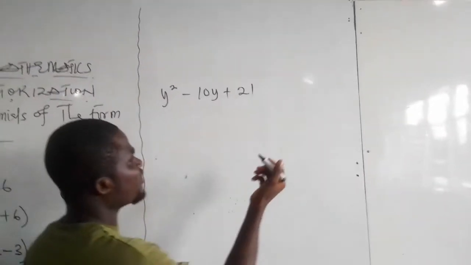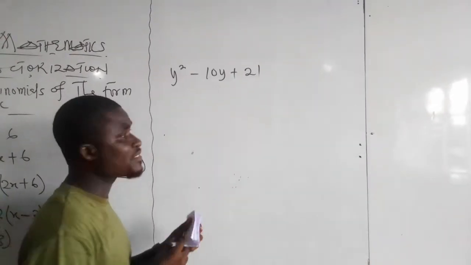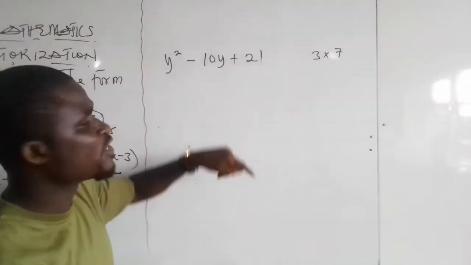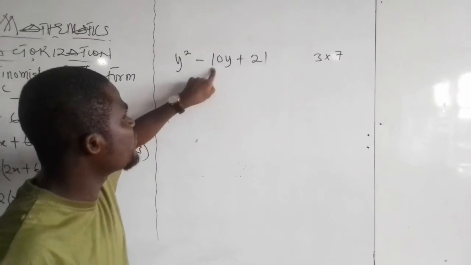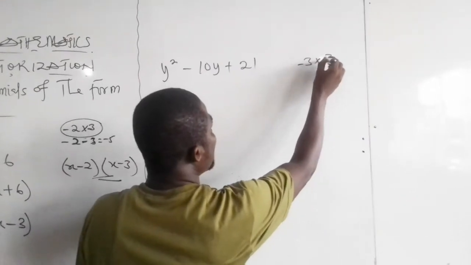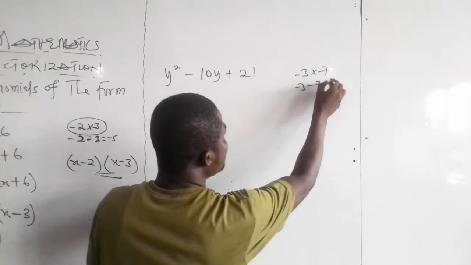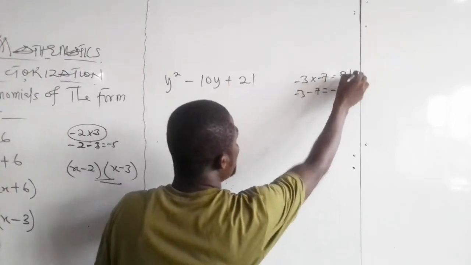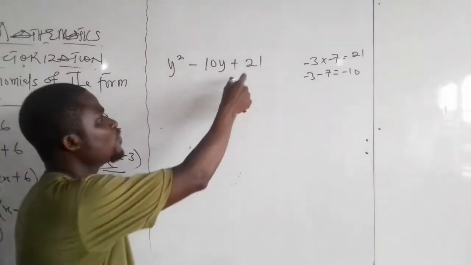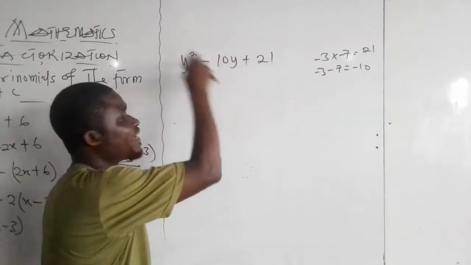So, ask yourself, what two numbers will give you 21 when you multiply them? So we have 3 times 7 will give me 21. But when you add them, it should give you negative 10. It means I have to negate the two numbers. So I'm going to have negative 3 times negative 7. And negative 3 minus 7 will give us negative 10. Here will give us 21. So these are the two numbers that if you multiply, it will give you 21. But the same two numbers, when you add them, it will give you negative 10.